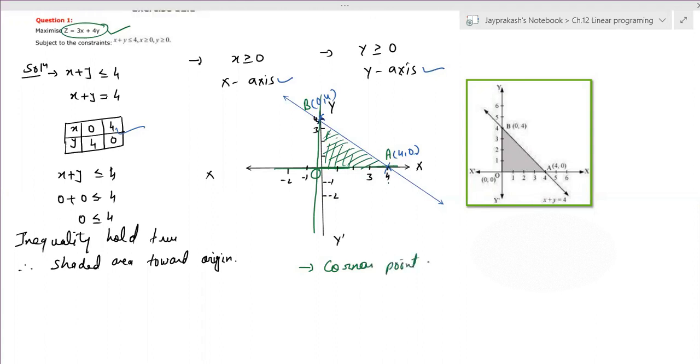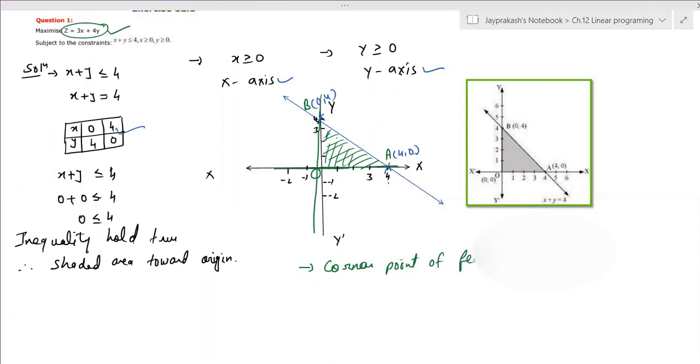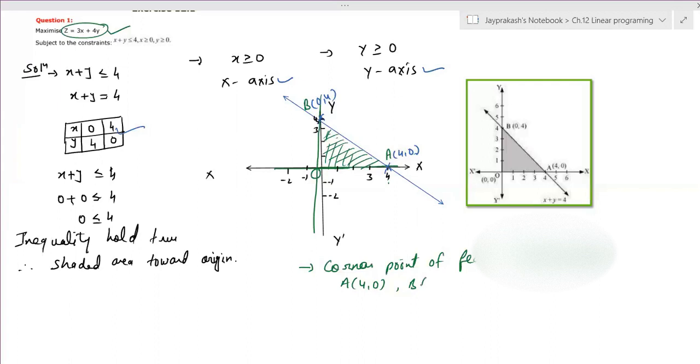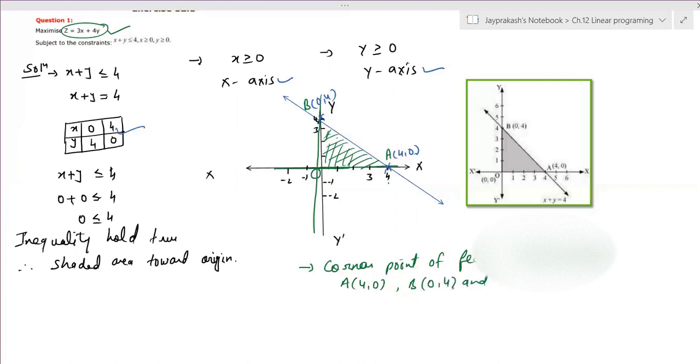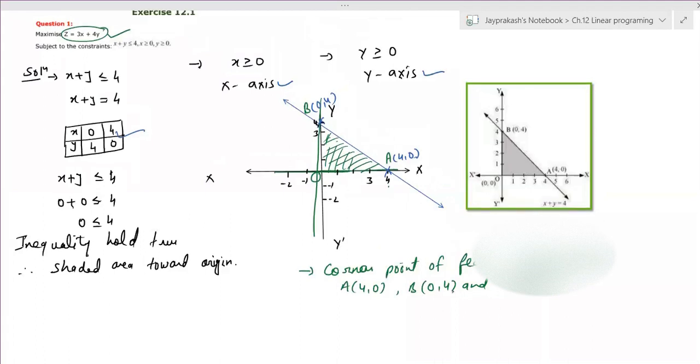So we will write here: corner points of the feasible area are A (4, 0), B (0, 4) and O (0, 0). Now for those three points, we have to find the value of Z, and see at which point we are getting Z as the maximum value.